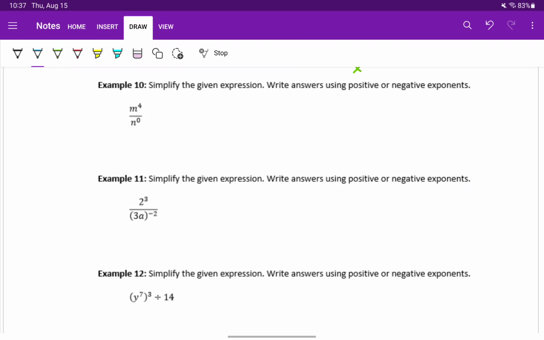In example 10, we have m to the 4th power over n to the 0 power. It's important to note here that we have different variables. So those properties that we introduced before won't apply here. We can't subtract those exponents because we don't have a over a. We have a over b, or m over n. We have two different variables. The properties that we established before, like the quotient rule, work whenever we have the same base, the same letter being raised to a power. So in this case, nothing happens to m to the 4th power. n to the 0 power becomes 1. And our final answer is m to the fourth power.